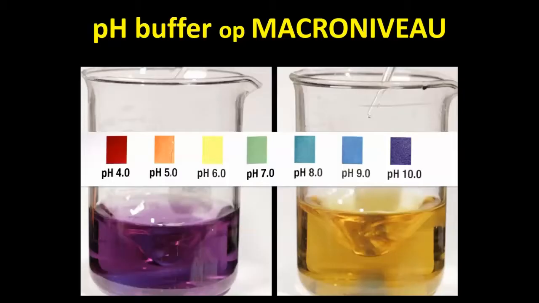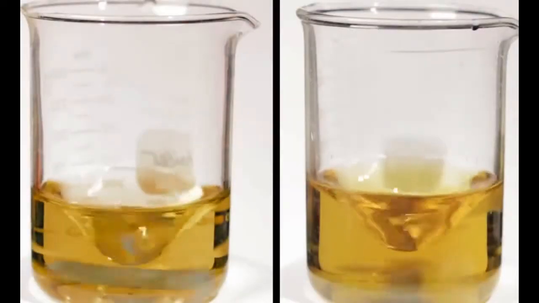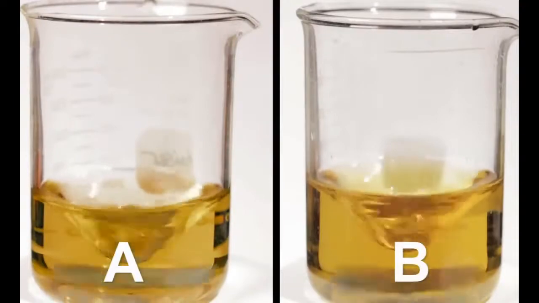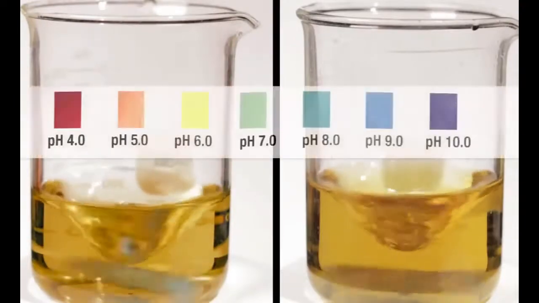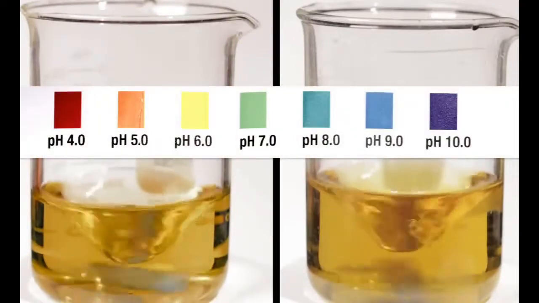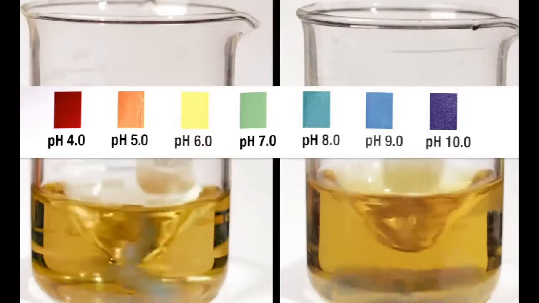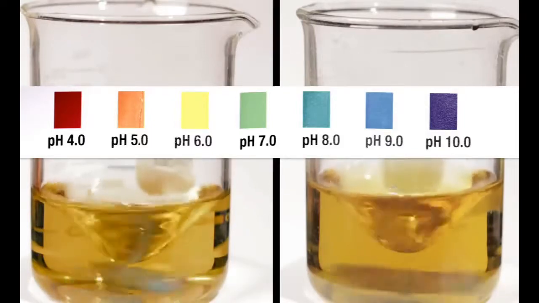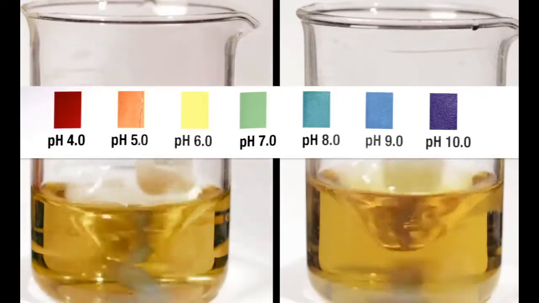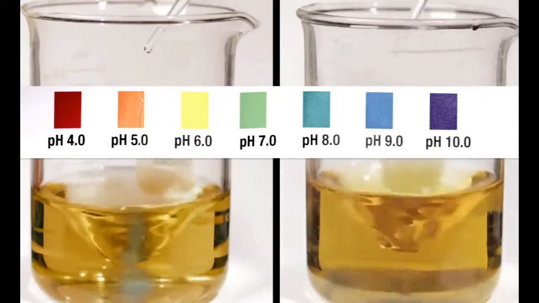I'm going to do a demonstration about buffers. Here are two solutions, A and B, to which I've added universal indicator. Here's the color key. As you can see, both of these solutions are around pH 6, or very slightly acidic. Now, I'm going to add concentrated sodium hydroxide, which is a strong base, to each solution.